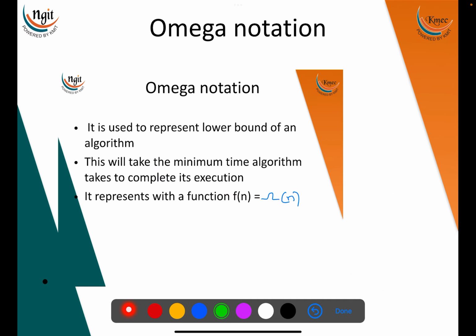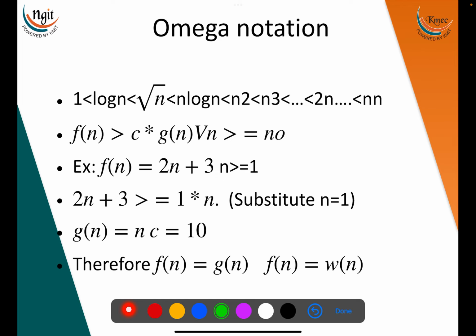Now let's see what omega notation is. Omega is for the lower bound, and it takes minimum time. It is used to represent the lower bound, which will take minimum time. Now let's see the same thing: the formula of omega notation is f(n) greater than or equal to C into g(n) for all n greater than or equal to n0.